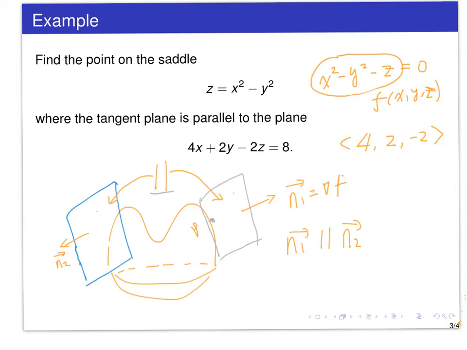It's easy to figure out that N2 and N1, which are the normal vectors, must be parallel since the planes are parallel. And this vector is the normal vector to the given plane. You just collect the coefficients. The difficult thing is how you can find the normal vector to the tangent plane of this given saddle at this point. It's time for us to use the property of the gradient.